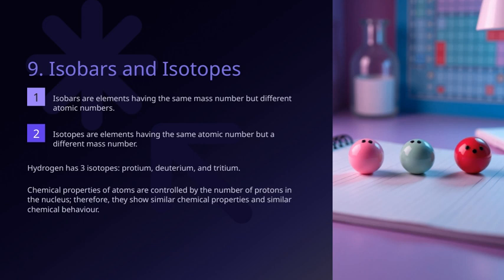On the other hand, we have isobars. These are elements that have the same mass number but different atomic numbers. So, they are different elements, but their total number of protons and neutrons adds up to the same total mass. Understanding the differences between isotopes and isobars is crucial because it helps us grasp how elements can vary and how their properties are influenced by nuclear structure. This concept ties into the broader theme of atomic structure and how it affects chemical behavior.